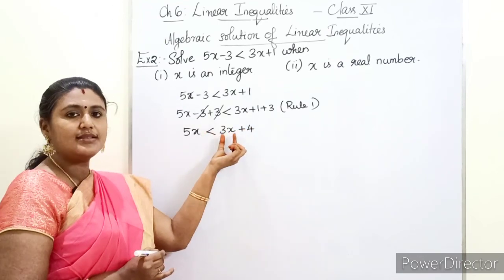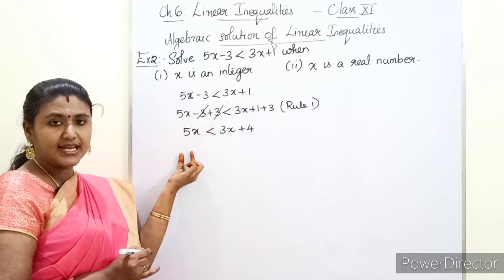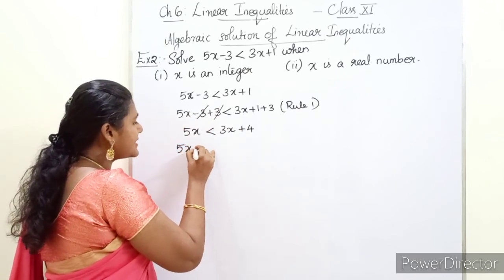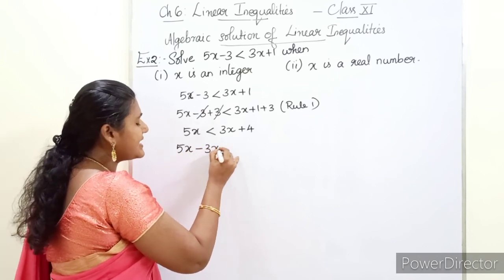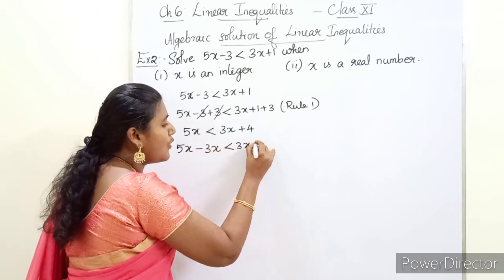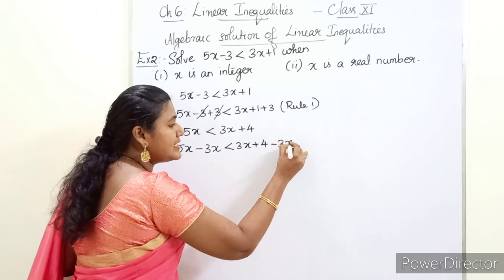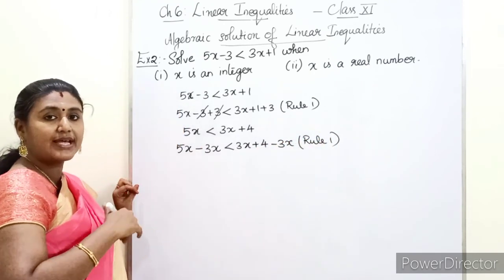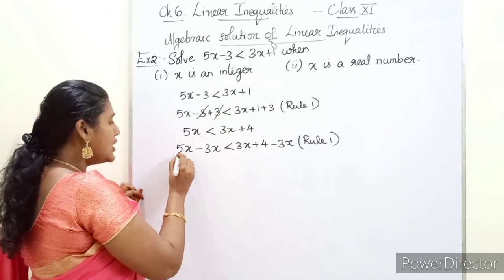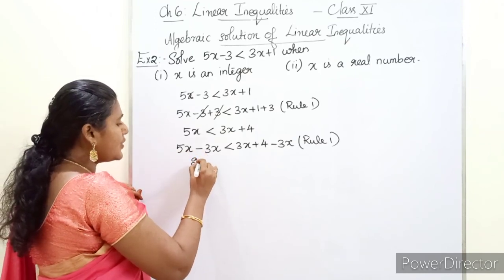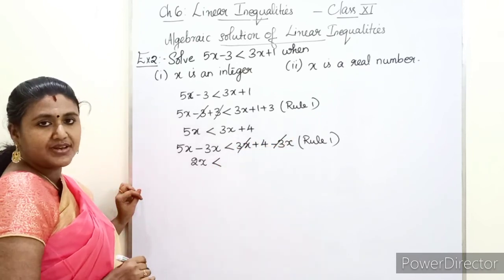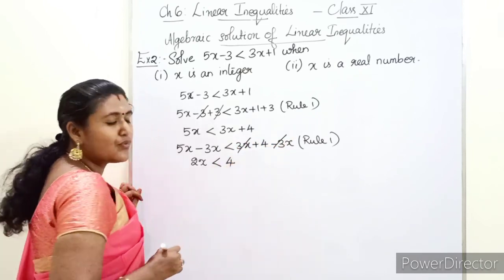This 3x should come to the left side. So what we will do? We will subtract 3x on both sides. So minus 3x, 3x plus 4 minus 3x. So this is also a rule only. We can subtract any number on either side of the inequality. So these two we will simplify. So you can write 2x is less than, here plus 3 and minus 3 will get cancelled and you will have a 4.